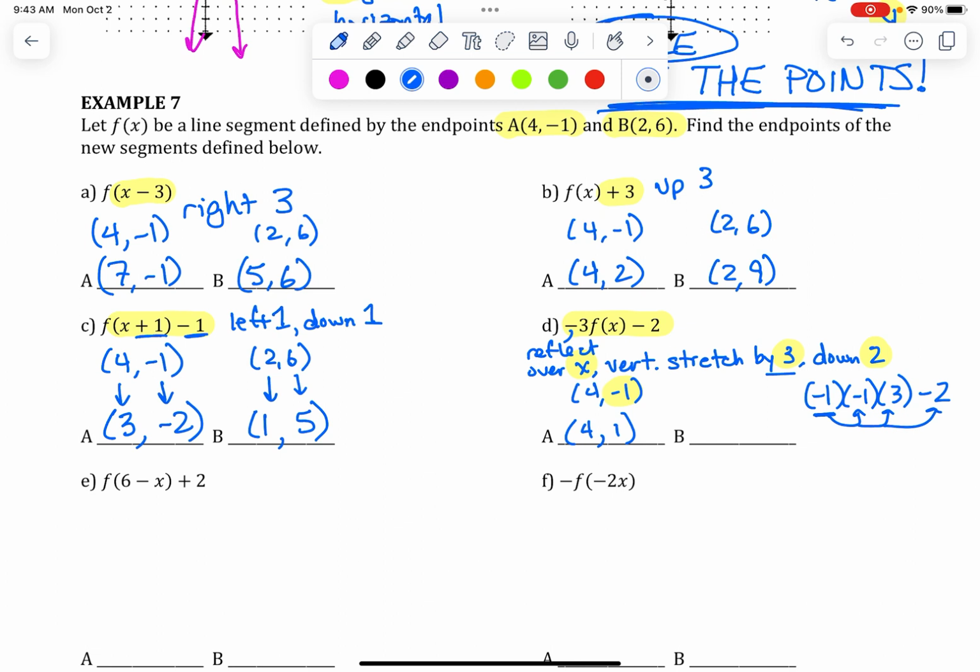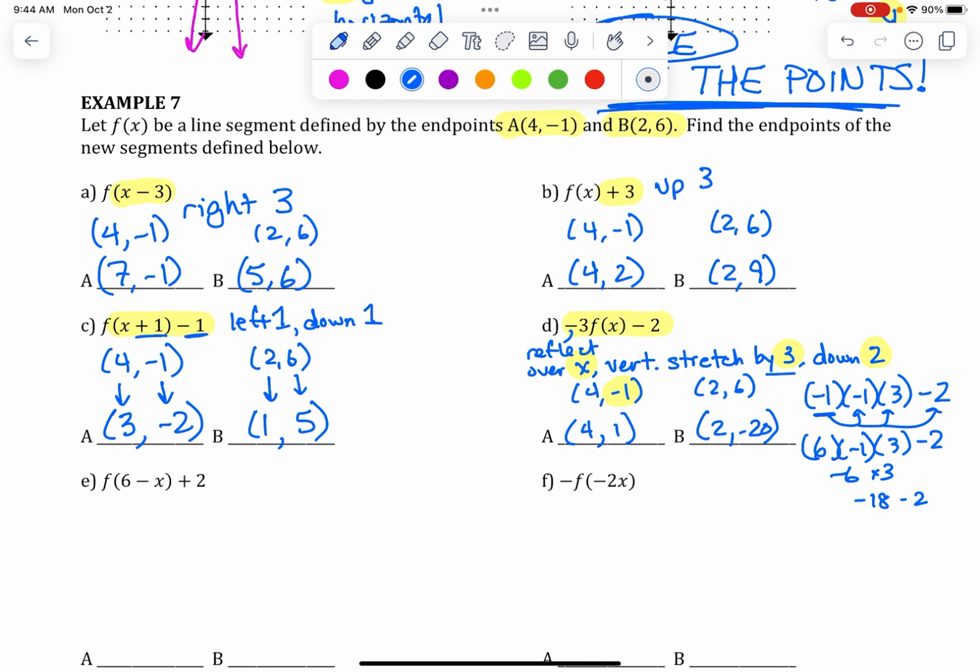So let's try that with the other point. We have (2, 6). We're going to take our 6, we're going to multiply that by -1, making it -6. We're going to multiply that by 3, making it -18, and then we're going to subtract 2 to make it -20.